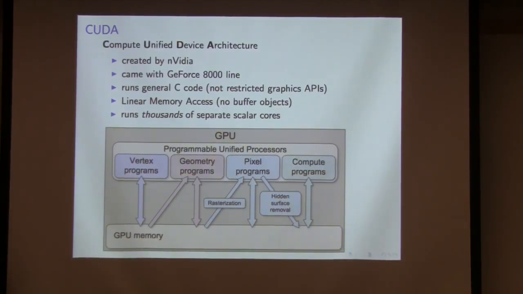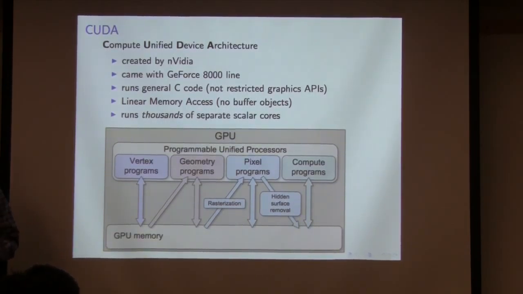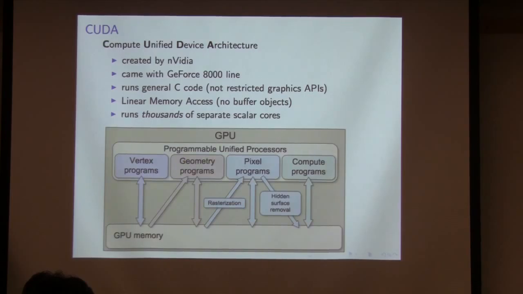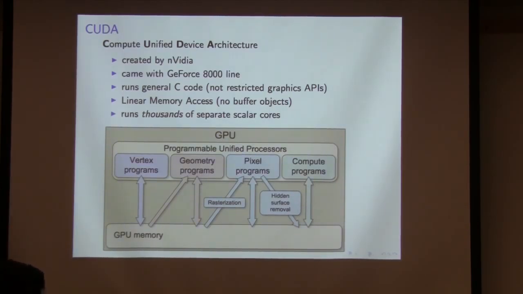If you've ever programmed in these for general purpose, you've probably heard of CUDA. This was developed by NVIDIA, and it came out with the GeForce 8000 line, and now you can basically run general C code on top of this. It's more restrictive than running on a regular multi-core general CPU. There are certain things you really will need to worry about in order to get it to run efficiently. So we'll try and look at some of these things.